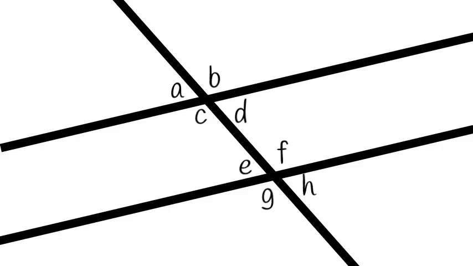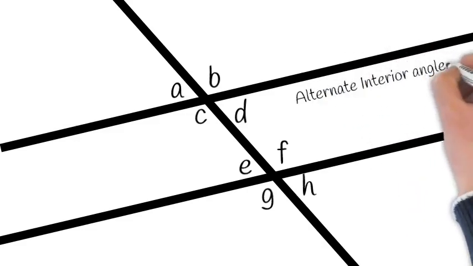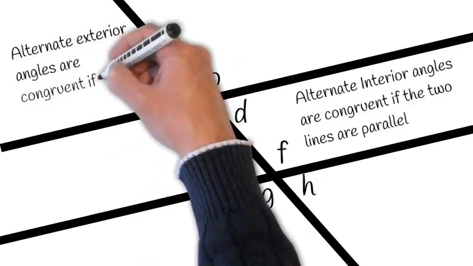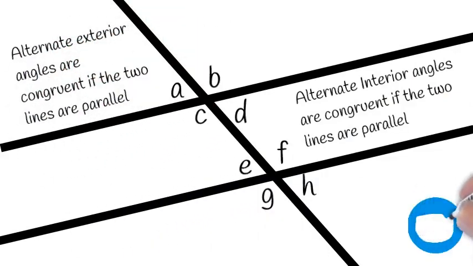Now for alternate, we have C and F as alternate interior angles, and D and E are alternate interior angles, and A and H are alternate exterior, and B and G are alternate exterior angles. Now, something that's really cool about alternate angles, if they are alternate interior angles, they are congruent if the lines are parallel. And if they are alternate exterior angles, they are also congruent if the lines are parallel.